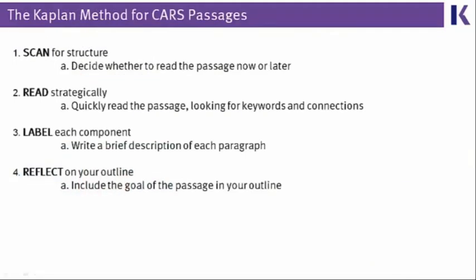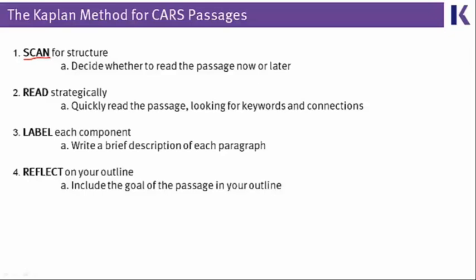You've got 4 steps, and we're going to cover all the steps fairly quickly because we're going to get a lot of practice with them later in the lesson. So the first thing you want to do in any given CARS passage is to scan the passage for a structure. And the point there is you want to decide whether you're going to read the passage now or attempt it later. You want to read the passages now when they're easier, and we'll show you how to recognize an easier passage. We want you to read passages and work on them later when it's a more difficult passage.